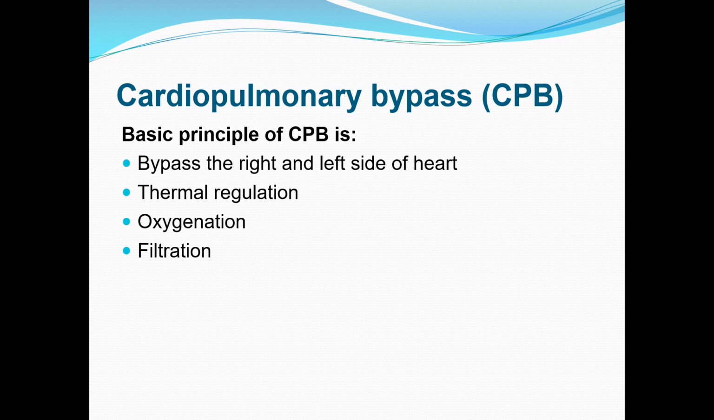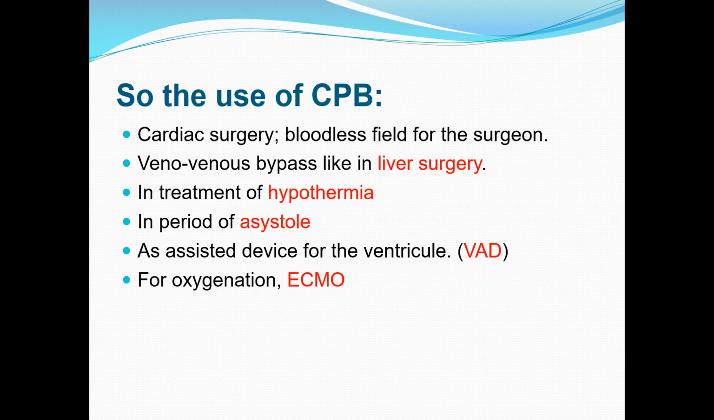We can also do thermal regulation by cardiopulmonary bypass. We will regulate the temperature of the patient, what degree temperature. Later on I'll discuss the significance of regulating the temperature during cardiac surgery. And it's also used for oxygenation, and sometimes we may use it for filtration, for example, as a sort of dialysis. So the use of cardiopulmonary bypass during cardiac surgery will give a bloodless field for the surgeon.